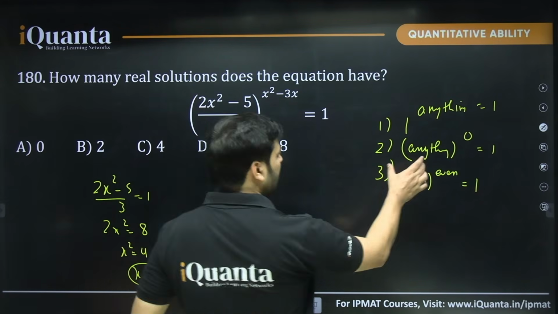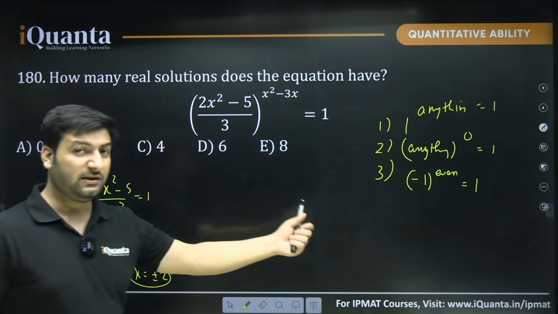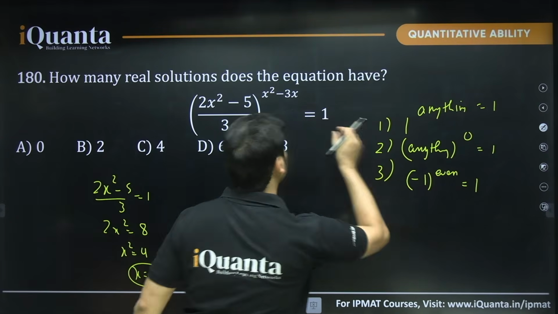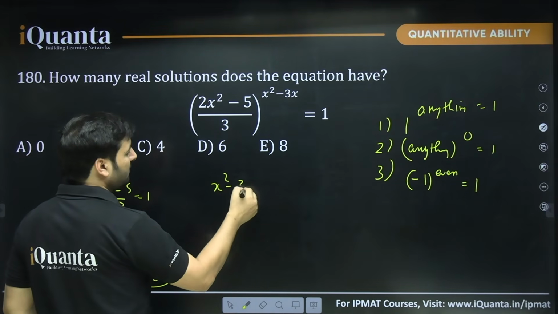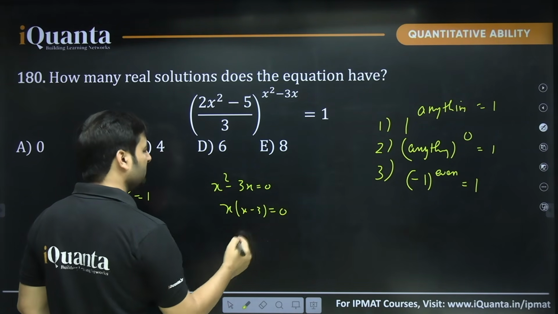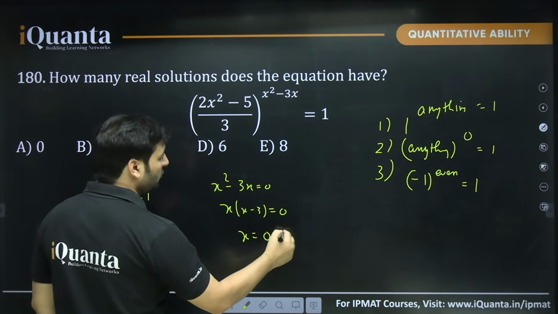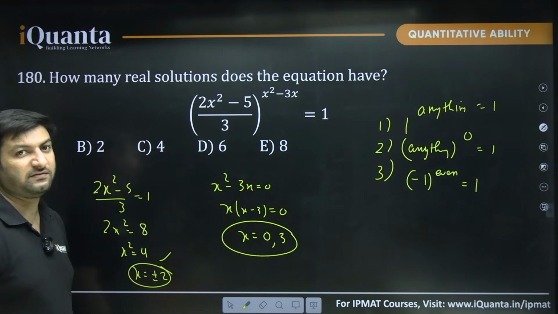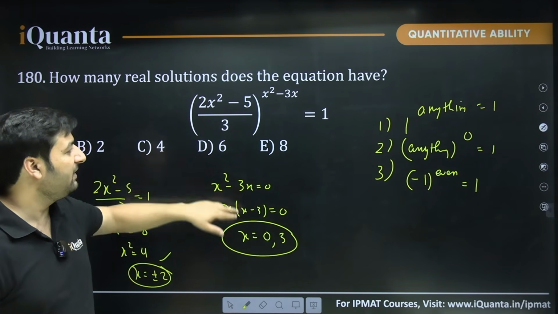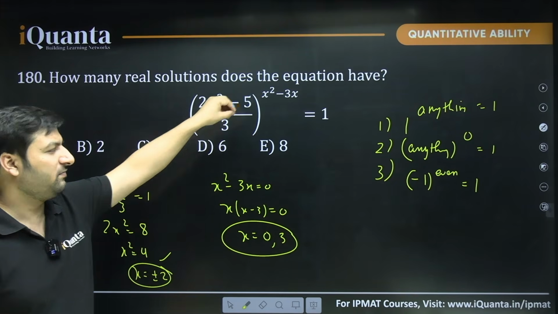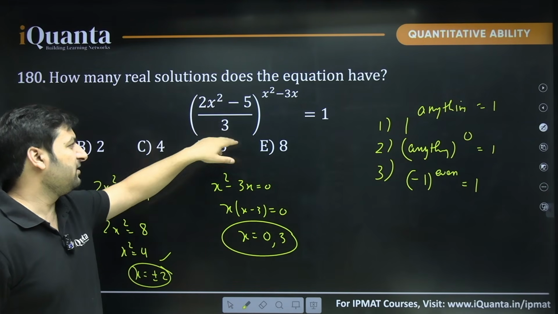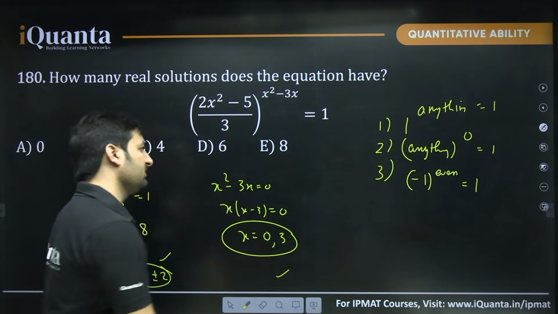What about anything to the power 0? That means we are just concerned with the power being 0. Power equal to 0: x into (x minus 3) equal to 0. X will be 0, 3. Push them back into the equation and check if they are causing any problem. X equal to 0 gives minus 5 by 3 to the power 0, which is 1. For 3, we get 18 minus 5, 13 by 3 to the power 0. These 2 also satisfy, right?